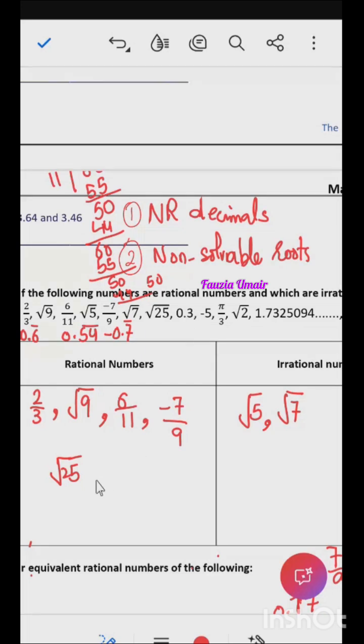Ma'am, because it ends. It's a terminating decimal. So that's why it is a rational number. Very good. Next is minus 5. I want somebody else to answer. Then please keep your mic muted.